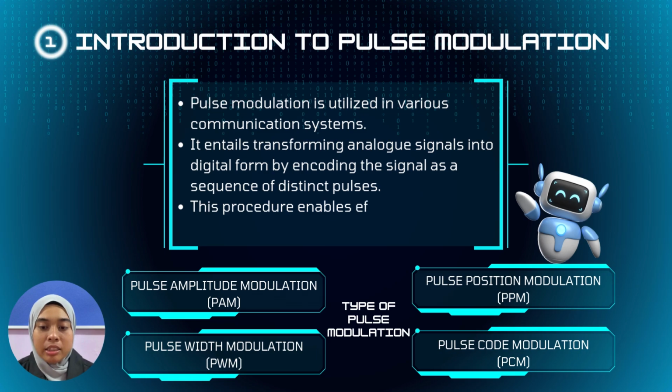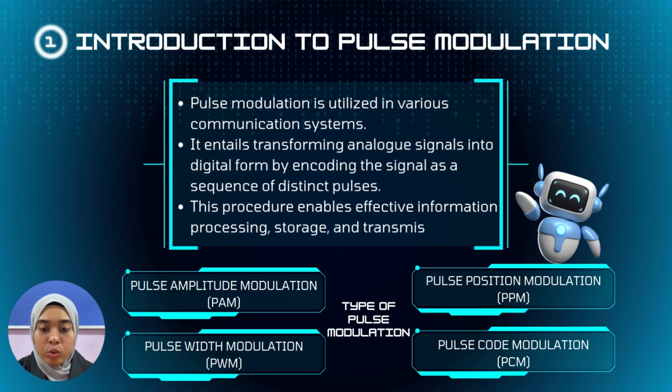What is the difference between these types? PWM is less susceptible to noise. PPM is less susceptible to noise compared to PAM. PAM is easily affected by noise.